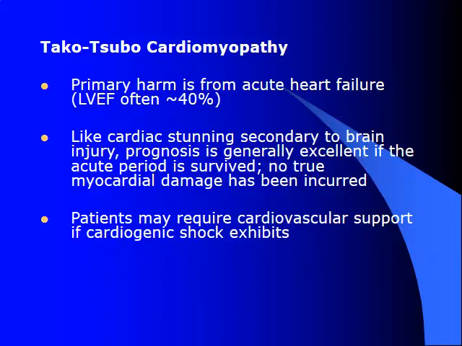With Takotsubo, the biggest factor that we need to be considering is that harm is going to come from acute heart failure. So they can often have a decreased cardiac output, so their ejection fraction can be as low as 40%. Similar to the cardiac stunning that is secondary to brain injury, the prognosis is pretty excellent if the acute period is survived because there's no actual cardiac damage that is being incurred. Generally, they may require cardiovascular support because they can still have cardiogenic shock from the stunning of the left ventricle.